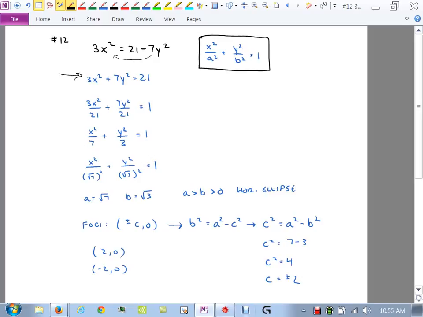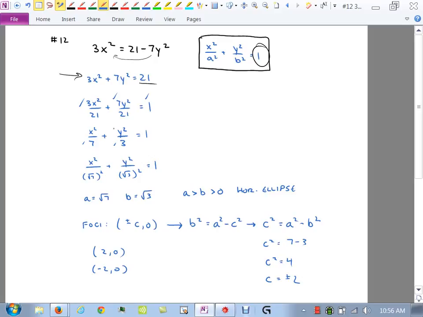And now I need a 1 on the right side, so I need to get rid of 21. The only way to get rid of 21 and make it a 1 is to divide by 21. So I divide both sides by 21. When I do that, I get this, this, and this. And now 3 over 21 reduces. You get a 7 here, 3 there.